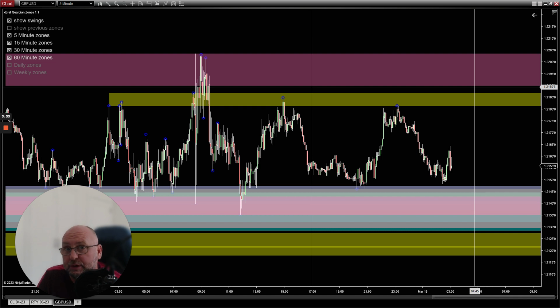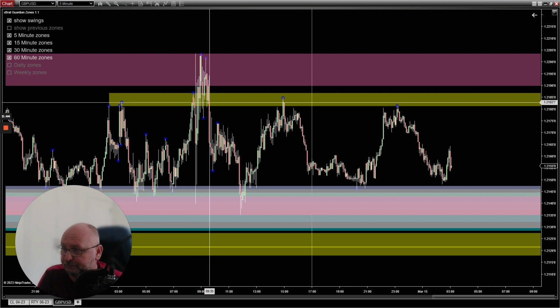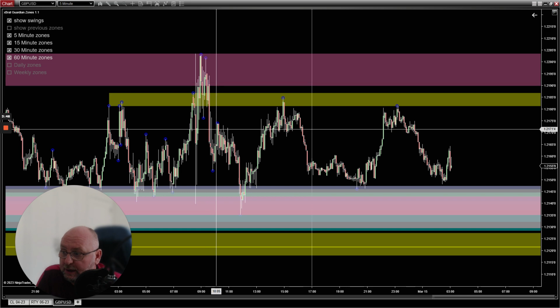So it's helping you understand that we've got a swing point on this 5 minute chart, and it's happened within this 60 minute zone. For example, we start to come back down and we get a signal from whichever strategy we're using. We've got fresh air, we can trade that short.